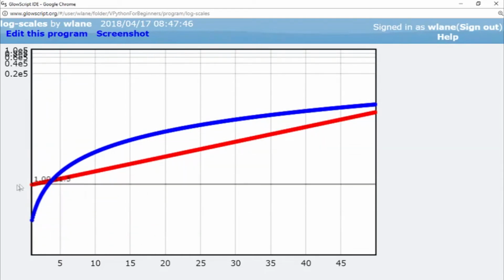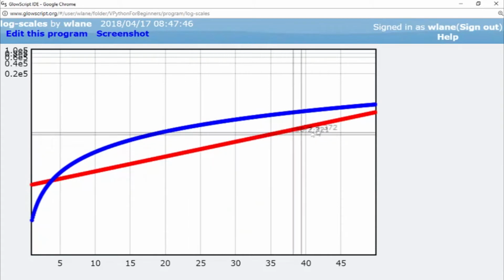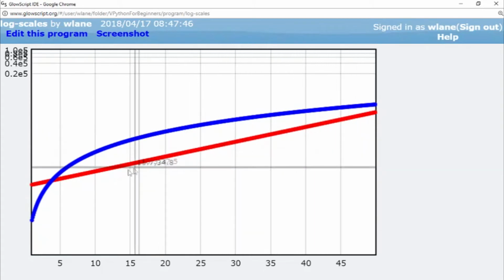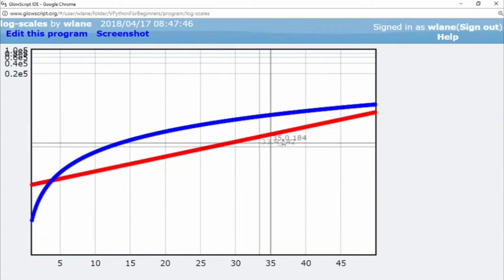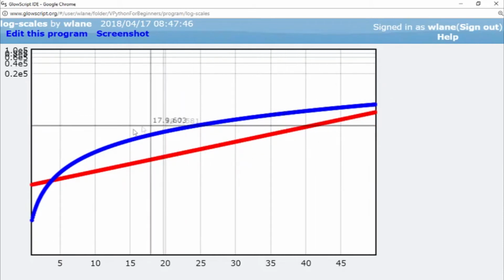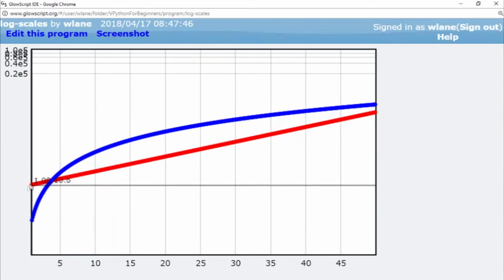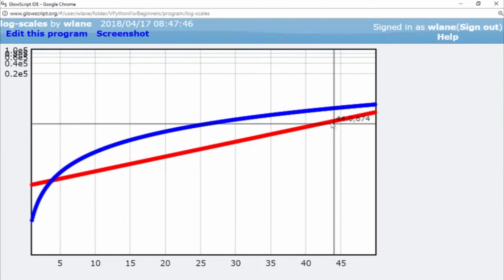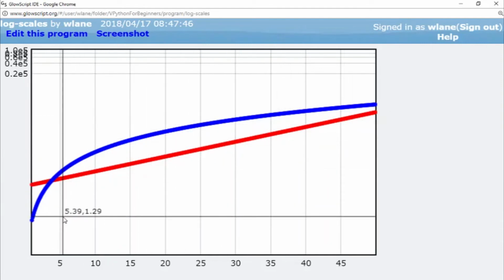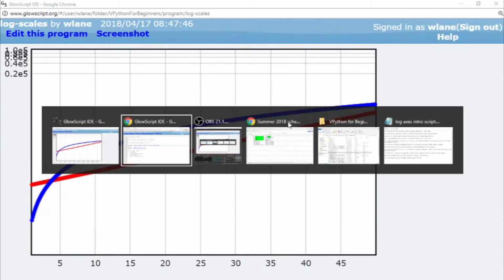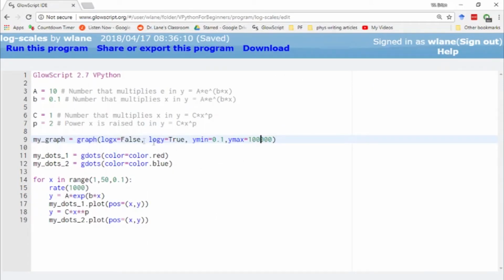Basically what that does is it flattens out the exponential at just the right rate so that it becomes a straight line. Now, our power law does not become a straight line because it's not an exponential. Graphing log versus linear only makes the exponential a straight line. It doesn't make the power law a straight line. If I want to make the power law a straight line, what I need to do is use a log-log scale instead of log-linear. So I need to make this log x equal to true.